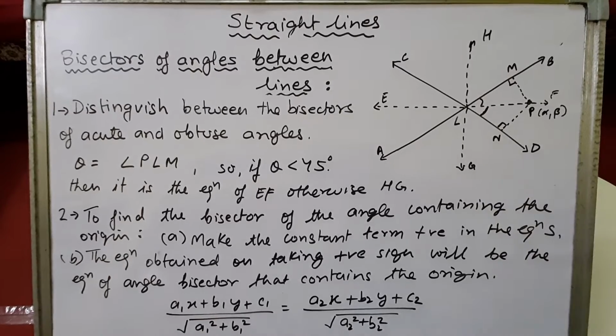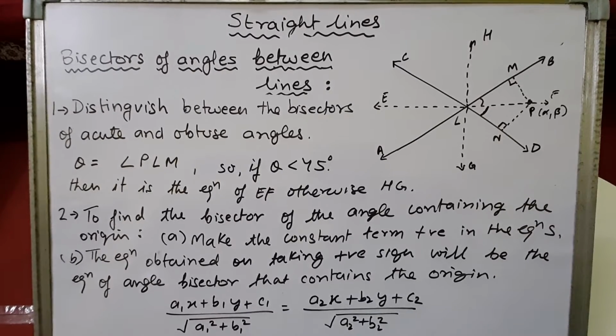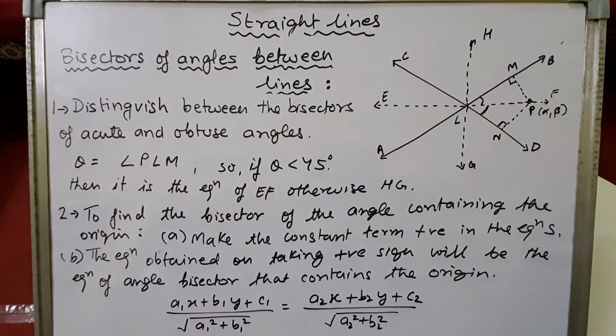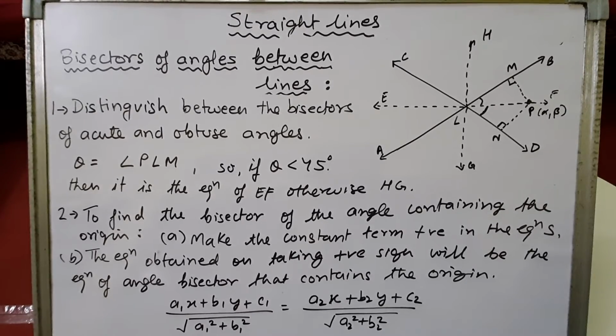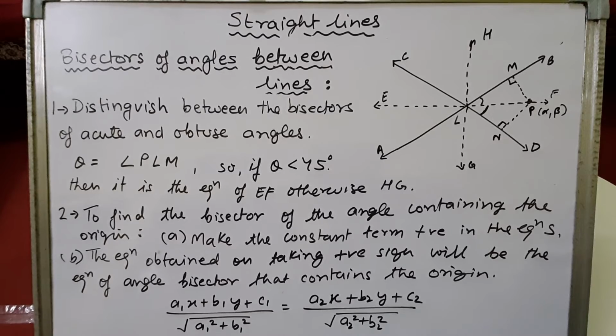Now after calculating the two equations of the angle bisectors, if we have to find the equation of a particular angle bisector, suppose the equation of the bisector of the acute angle or the equation of the bisector of the obtuse angle, then how will we calculate? There is a simple way to calculate.